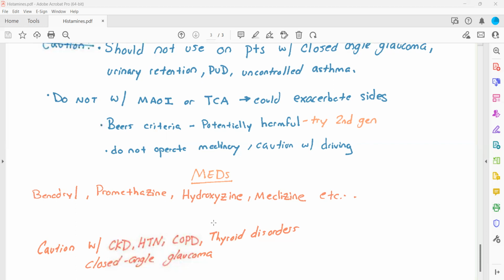Yes, but I thought diphenhydramines were considered H2. Some of them. That's where it can get confusing. So only some.